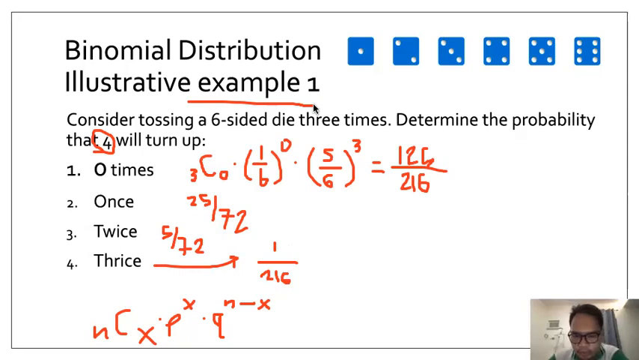In the next video, we're going to learn more examples about the binomial distribution. And this will be all for this video right here.